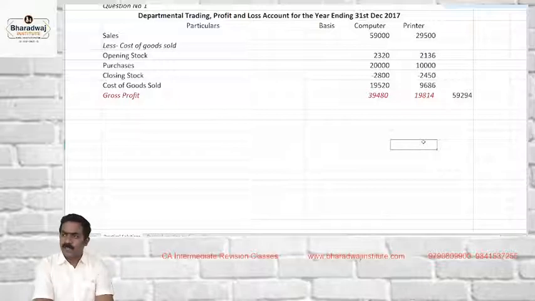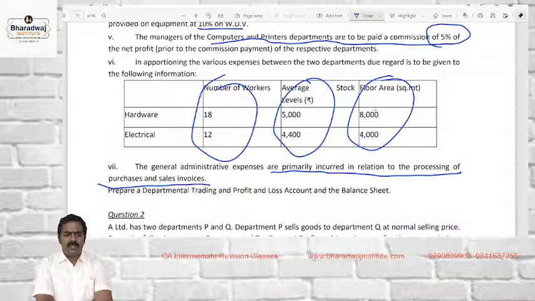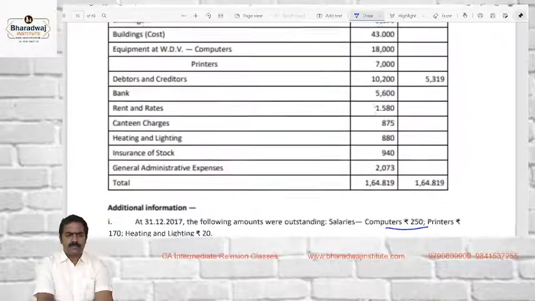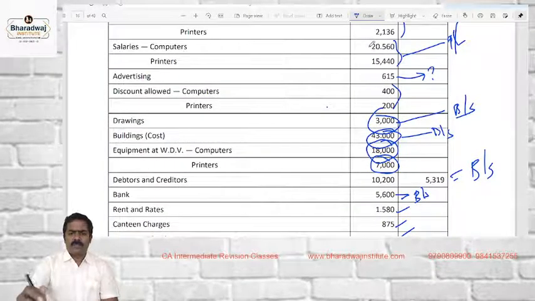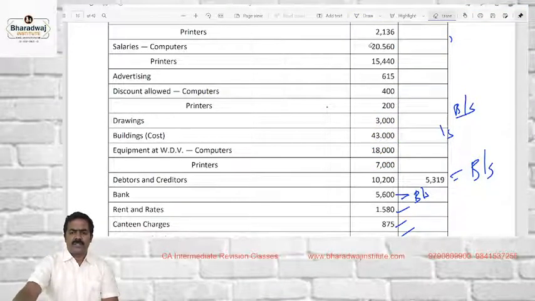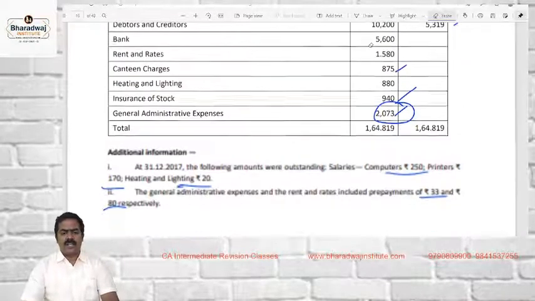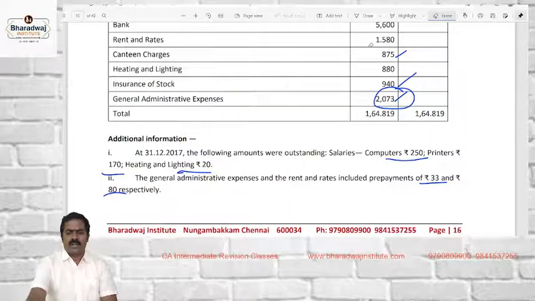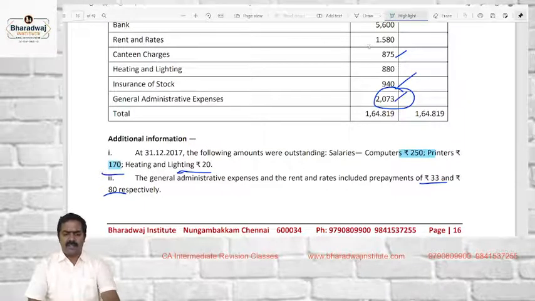Let us apportion the expenses. What are the expenses given? Salaries. Look at salaries. What is the salary given? Computers, how much is given? 20,560. Printers, how much? 15,440. And there is an outstanding salary given. Outstanding salary, add this, how much? 250, and printers how much? 170.